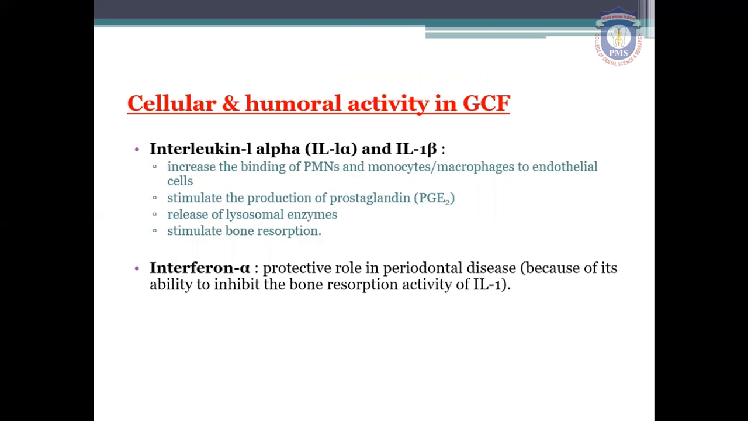GCF has a role in both cellular and humoral immunity. Interleukin 1 alpha and 1 beta found in the GCF help to increase the binding of the polymorphonuclear leukocytes and monocytes to the endothelial cells. They stimulate the production of prostaglandin. They help in the release of the lysosomal enzyme and stimulate bone resorption. Interferon alpha has a protective role in periodontal disease by inhibiting the bone resorption activity of interleukin 1.